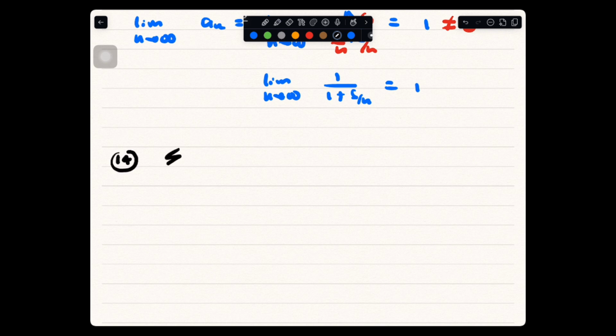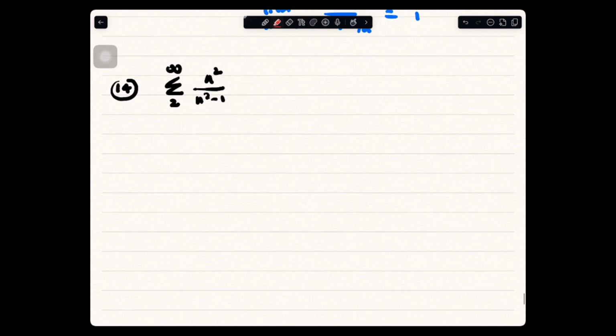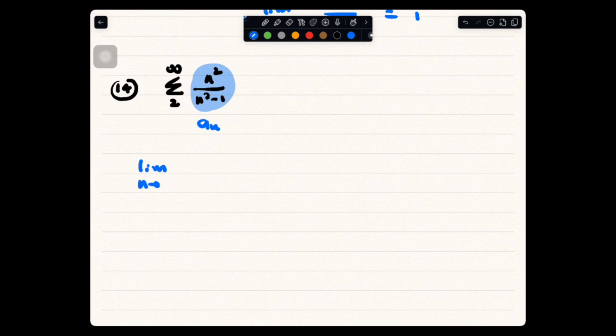14. Sum n squared over n squared minus 1. And I believe here we got to start at 2. Can't start at 1. We can't divide by 0. This is my an. It's not geometric. I don't believe we can write this as a difference using partial fraction decomposition. So I'm going to look at the limit as n goes to infinity of an.